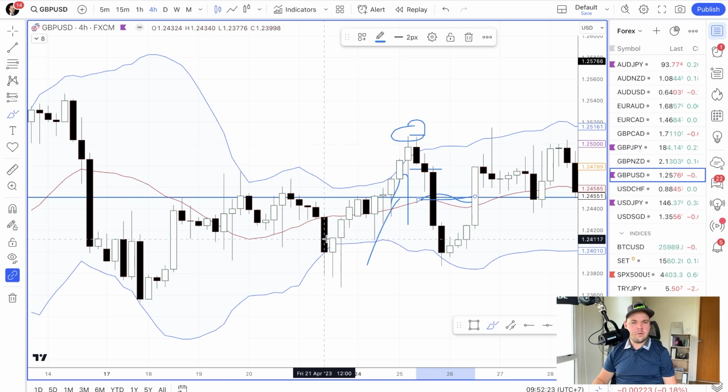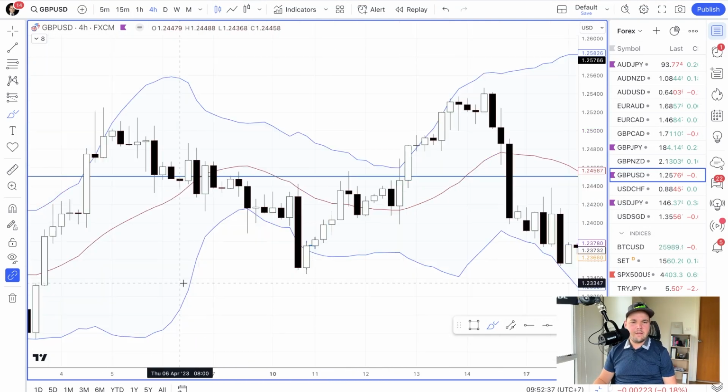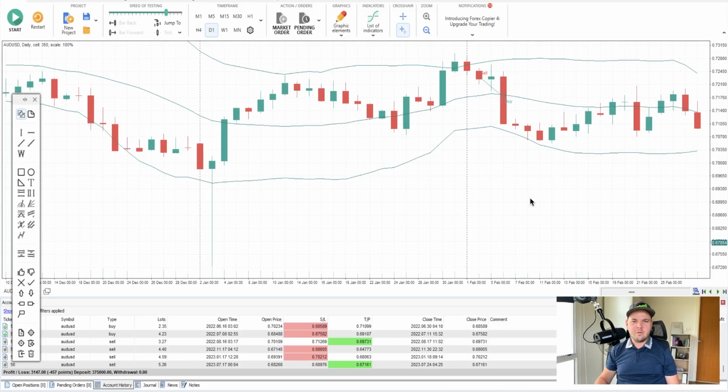Same example here, we can enter this over here, and then we can maybe target the middle band. And that's a very small target, as you can see, for the stop loss we have, but it's still a pretty decent trade. And if the win rate is high enough, then these trades will pay out for themselves. And this is where backtesting in Forex Tester 5 comes into play.